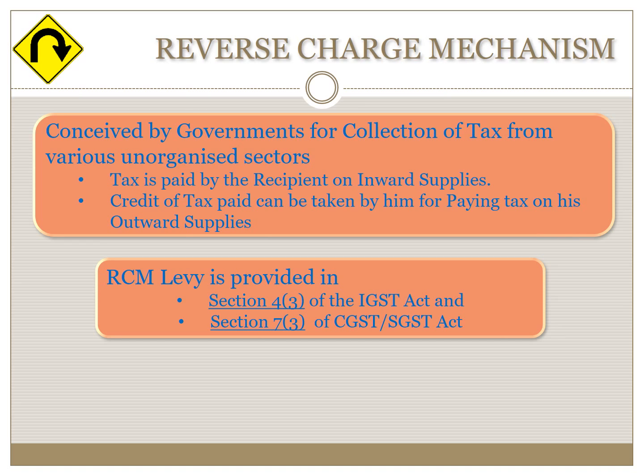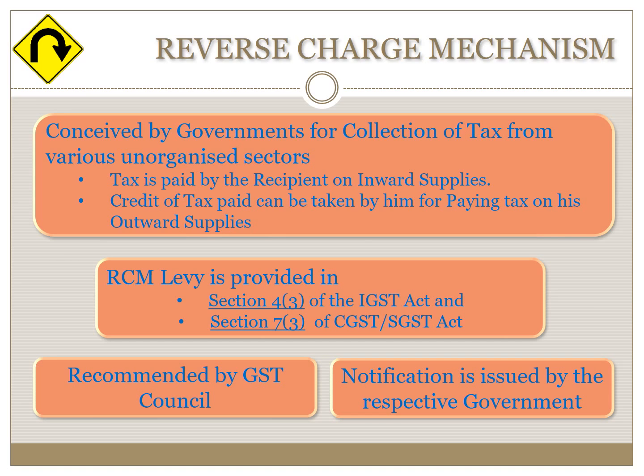Conditions for imposing tax under RCM is provided in subsection 3, section 4 of the IGST Act and subsection 3, section 7 of CGST and SGST Acts. It is mandatory for the purpose of levying tax under RCM that the categories of supply be recommended by GST Council and notification is issued by the respective government.